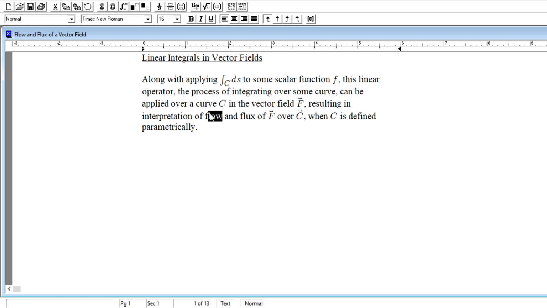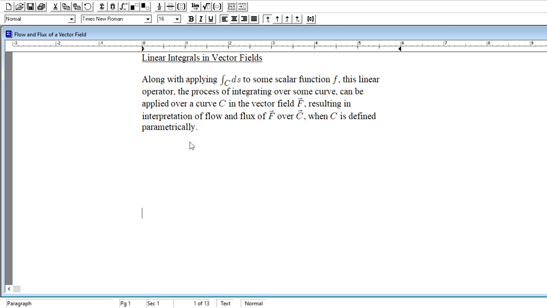Those being what I'm going to call the flow of F bar, and what we also define as the flux of F bar over that curve C, when C is defined parametrically. All right. Now, what do I mean by all that?